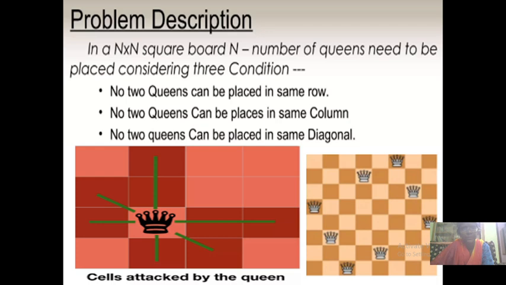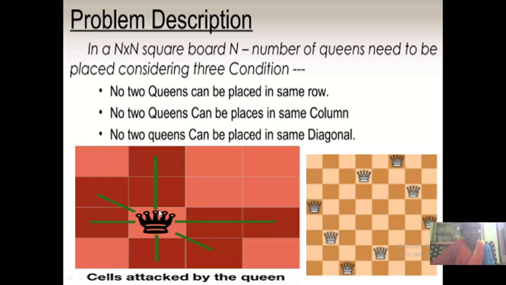Problem description. In any N by N board, N queens need to be placed considering three conditions. The first condition is that no two queens can be placed in the same row. No two queens can be placed in the same column. No two queens can be placed in the same diagonal. From the diagram we can understand this.